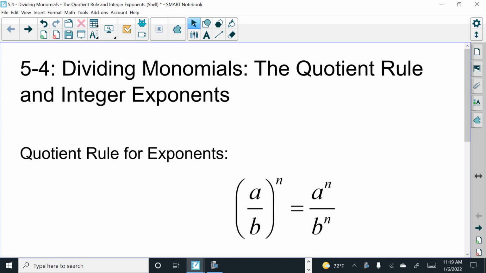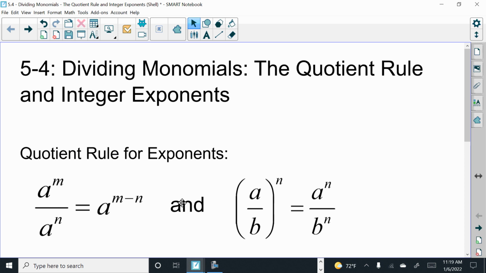So, quotient rule, guys. For the quotient rule here, we got a to the m power divided by a to the n power is a to the m minus n. What's happening is when you divide the same base, you keep the base and subtract the exponents.